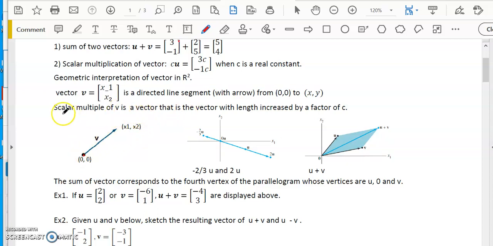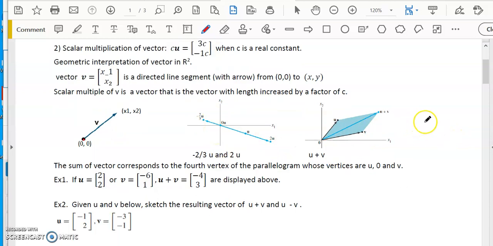If I multiply by a scalar c, then I would make this vector longer, keeping the same direction. For example, if I have u like this, 2u would be a longer vector like this. And -2/3 u would be a vector in the opposite direction of u, but of length 2/3. So that's how you deal with a vector in the opposite direction.